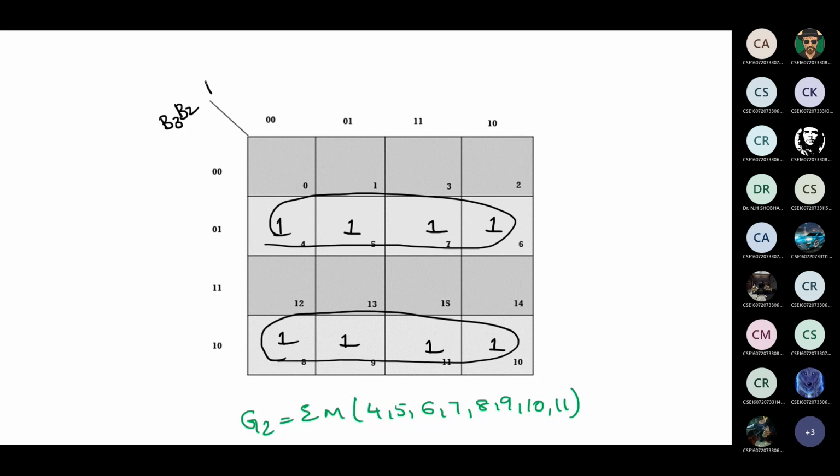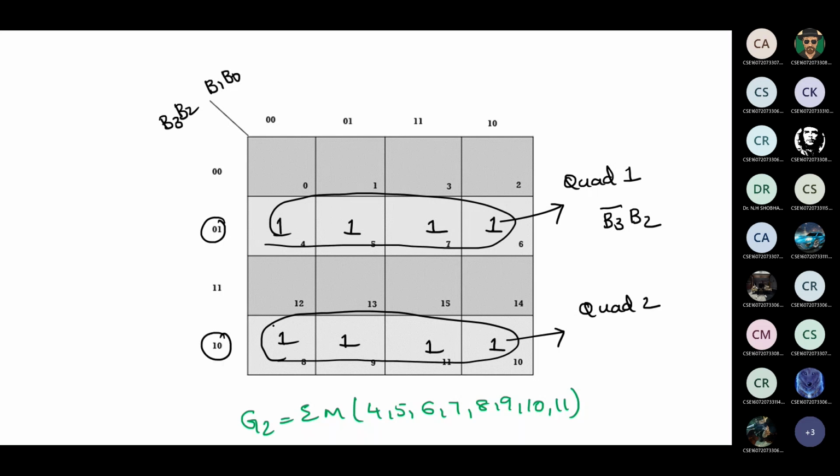B3, B2, B1, B0. Answer for quad 1: B3 bar, B2 is the answer. Next, for quad 2: B3, B2 bar. So the final answer can be written as B3 bar B2 plus B3 B2 bar.